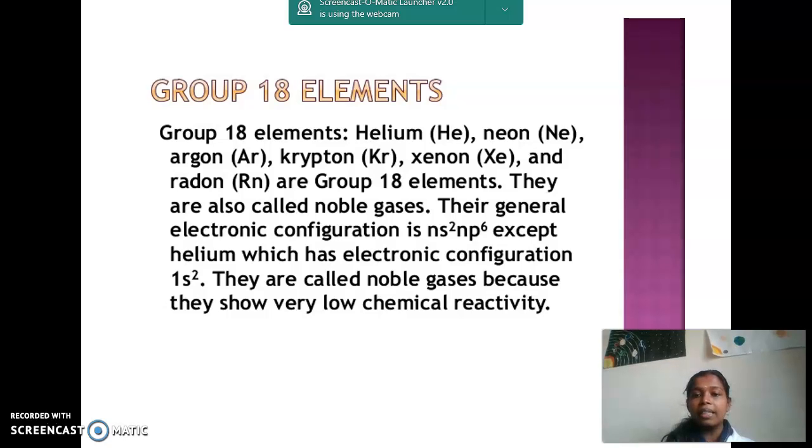Next is group 18 elements. Group 18 elements are generally known as noble gases, and the elements belonging to this category are helium, neon, argon, krypton, xenon and radon. Their general electronic configuration is ns2np6, except for helium, which has an electronic configuration of 1s2. They show very low chemical reactivity because they do not participate in any kind of reaction, since they are stable elements.